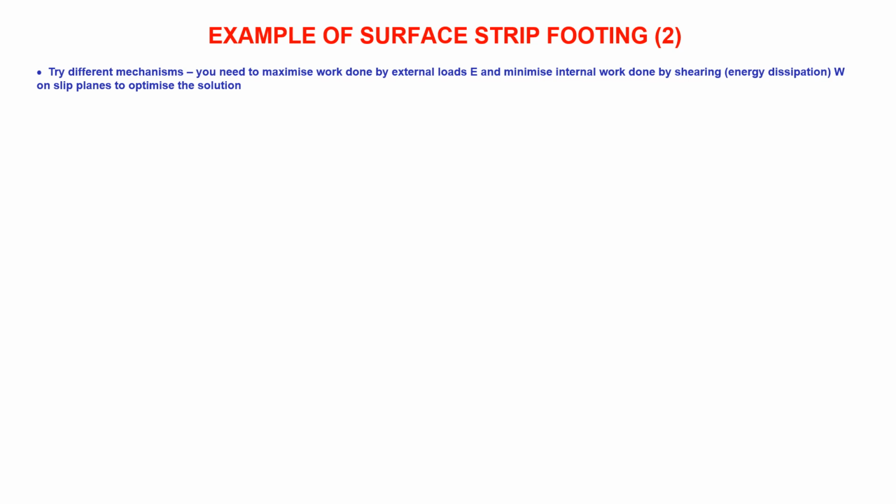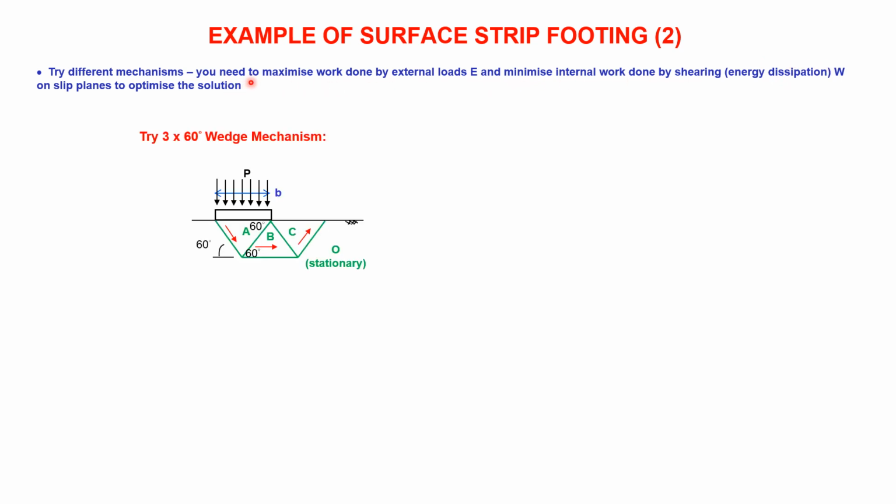So we're going to try some more mechanisms. What you're trying to do in using different mechanisms is trying to maximize the work done by the external loads and minimize the work done by shearing of the soil, the energy dissipation, W. That's your aim in life. So let's try 3 60-degree wedges like this.